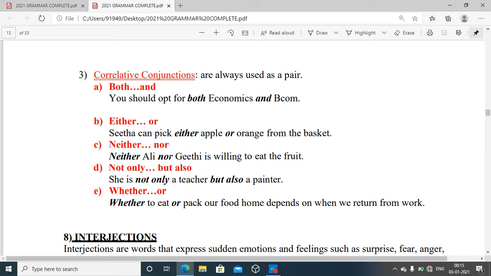Persons are mentioned, but the verb is here because Ali is not willing, Geeti is not willing. That is the idea. So neither, this is not about both of them being willing or not willing. This is about neither Ali nor Geeti. So this usage is very important. When you write down the example, you should note that immediately after this a singular verb is used.